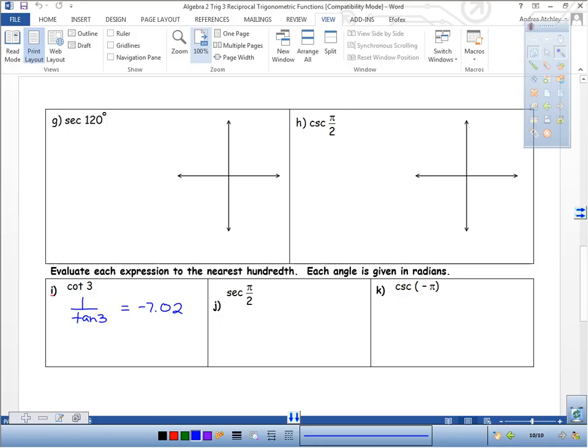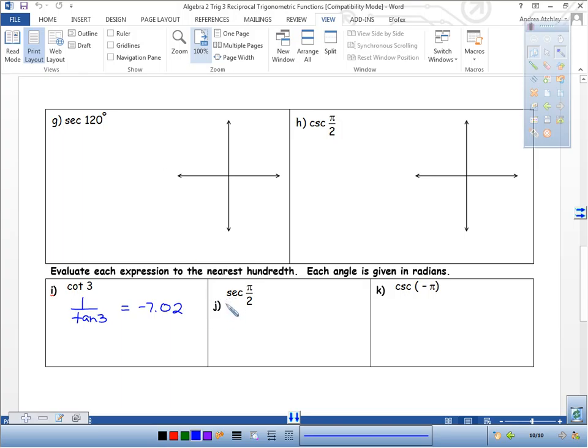That's okay. If that didn't work for you, then you're going to enter it this way. You're going to do 1 divided by 3 tangent, then equals. It depends on how your calculator works, if you have to enter it backwards or forwards. Any questions over that?